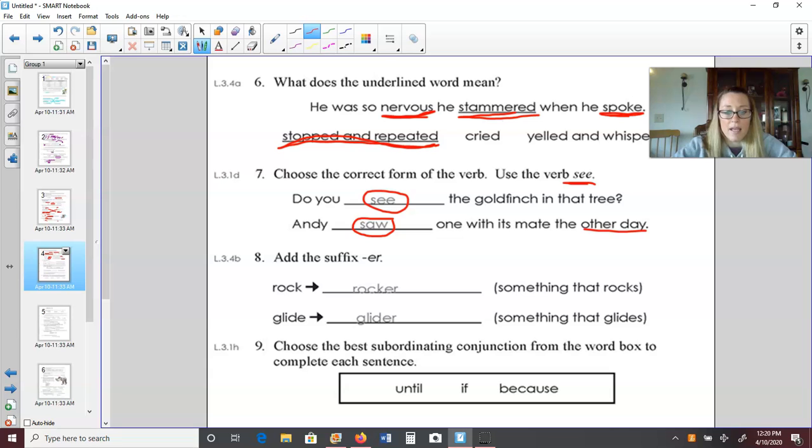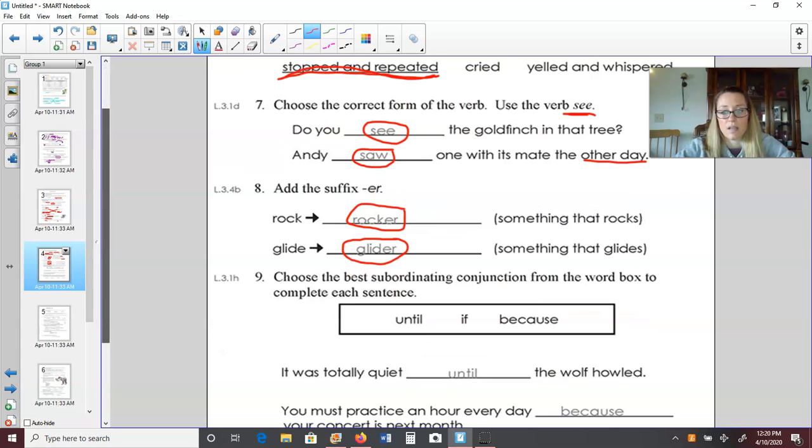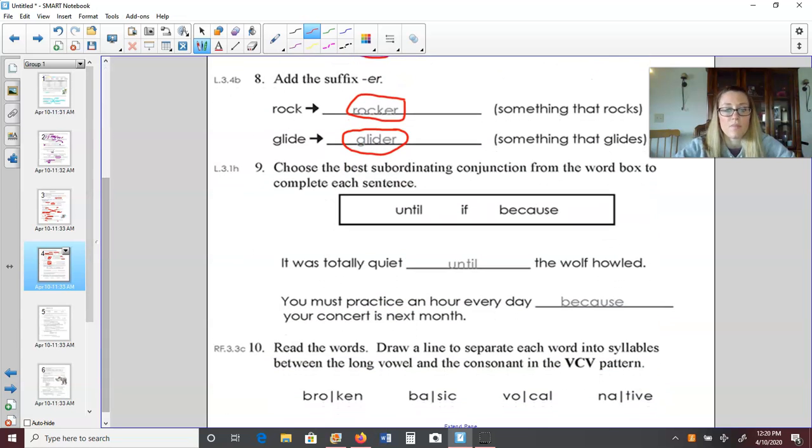Number 8, adding our suffix er. So something that rocks is a rocker. A rocking chair is a rocker. And something that glides, we add the er suffix to make glider. Glider and rocker.